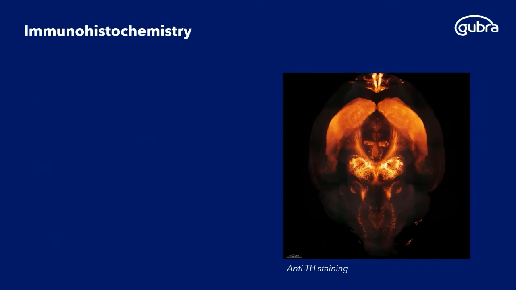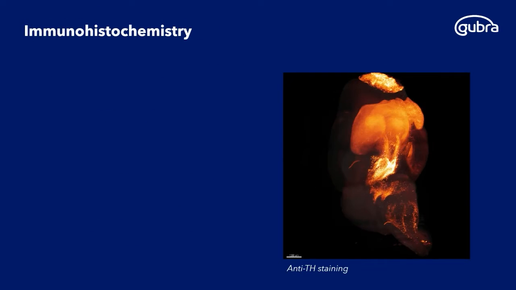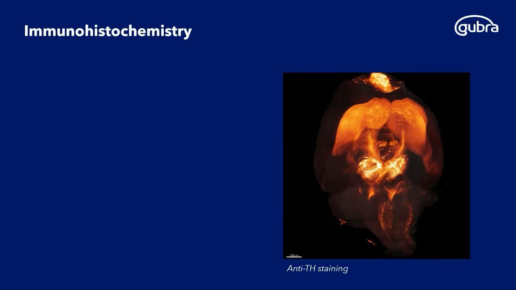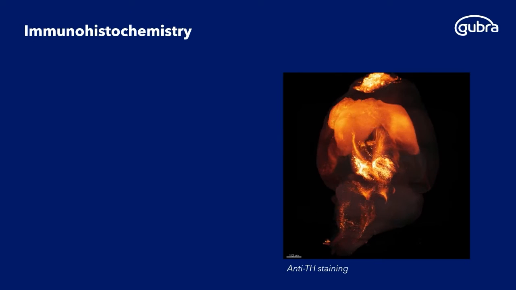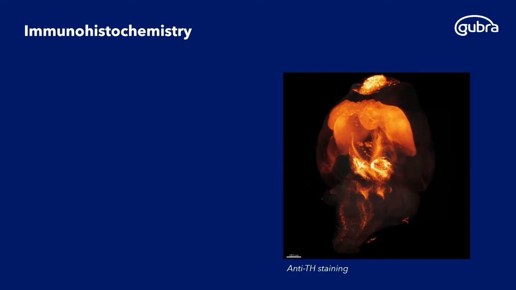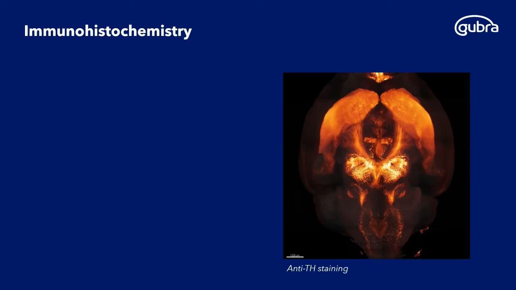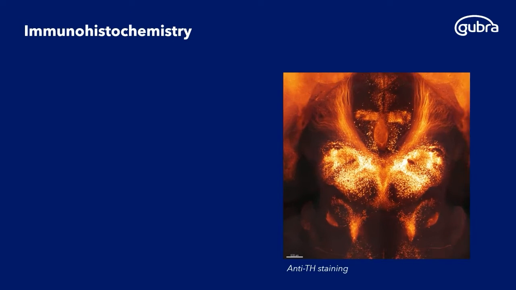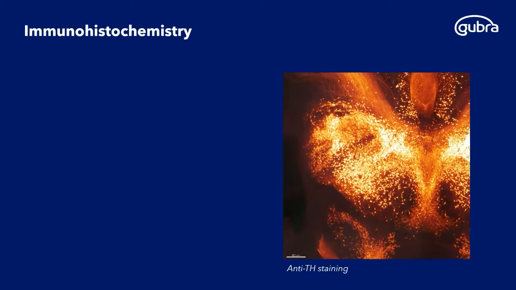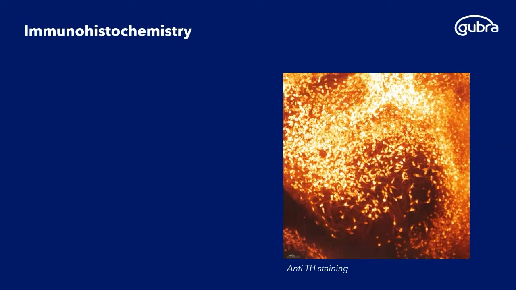When we move on to immunohistochemistry in 3D, it becomes maybe a little bit more challenging. So here you can see a movie where we visualize tyrosine hydroxylase staining in a mouse brain. So you can see the dopaminergic neurons in the substantia nigra area here in the middle.